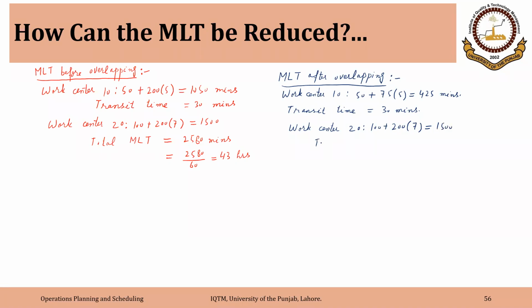Now the total manufacturing lead time will be equal to 425 plus 30 plus 1500. So how much will be that? 455 plus 1500. So that will be 1955. So that will be equal to 32 hours and 35 minutes.